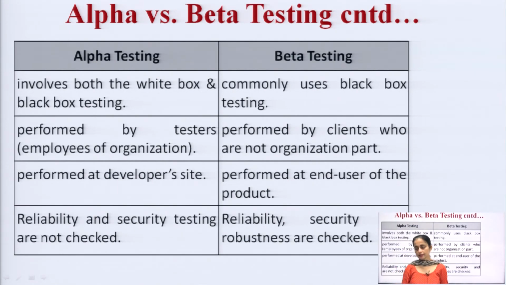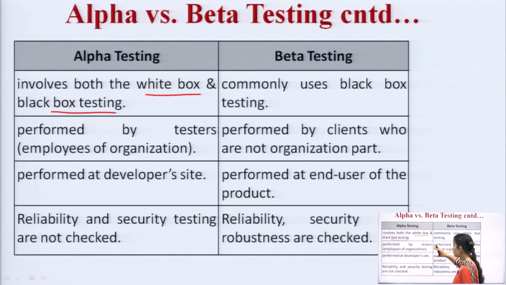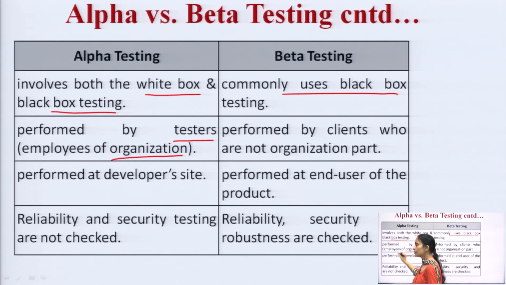So, let us discuss the differences between alpha and beta testing. Now we are over with the process phases of both testing, so we can differentiate them very easily. Alpha testing involves both white box and black box, structural and functional testing, and beta testing commonly uses black box. Alpha testing is performed by the testers of the organization, and beta testing is performed by the real time users.